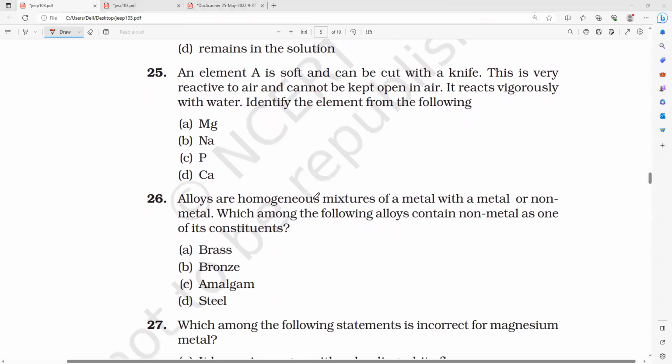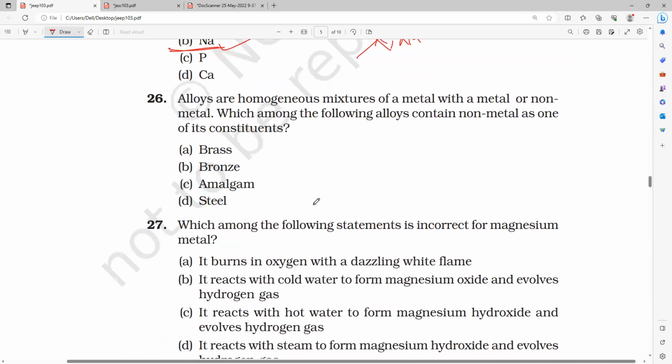Next, an element A which is soft and can be cut with a knife. It is very reactive to air and cannot be kept in open air. It reacts vigorously with water. Identify the element from the following. What is that? Potassium and sodium. Potassium is not there, so sodium is the correct answer. Always you have to store it under kerosene. Am I right or wrong?